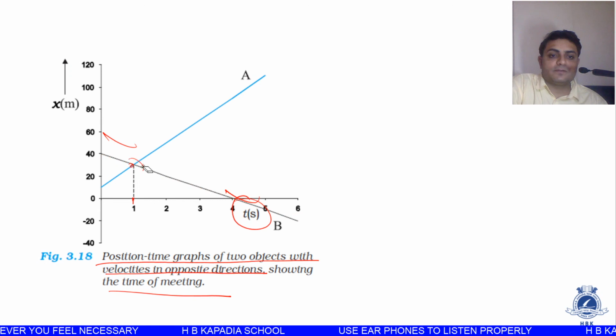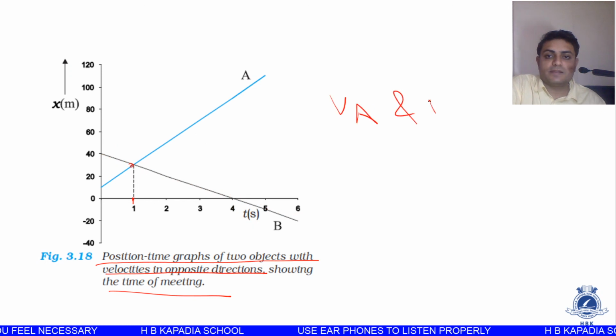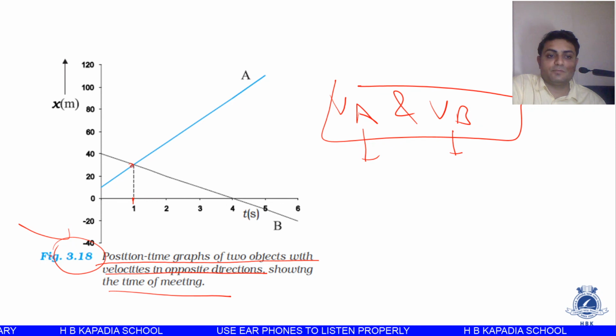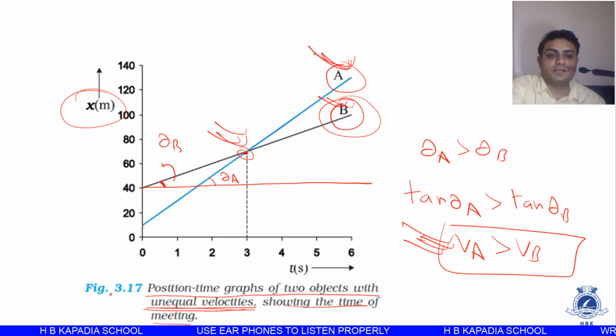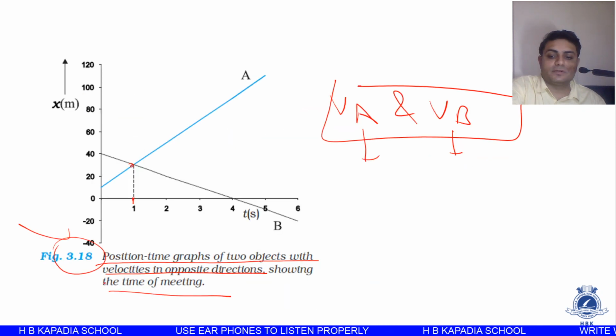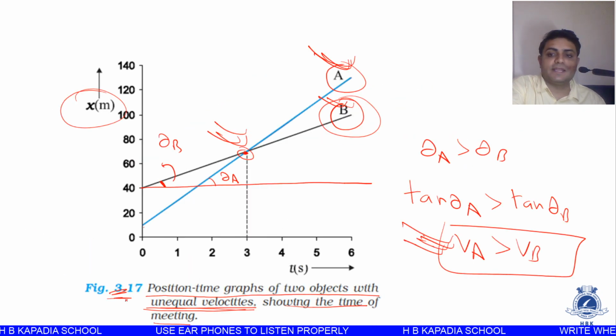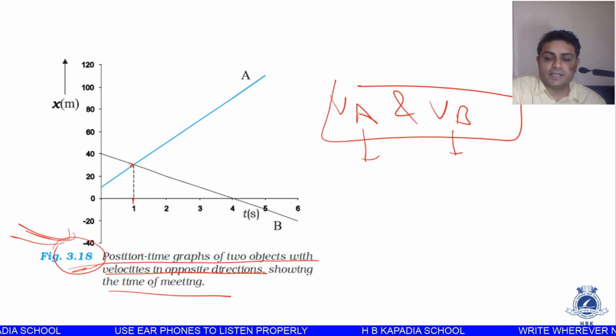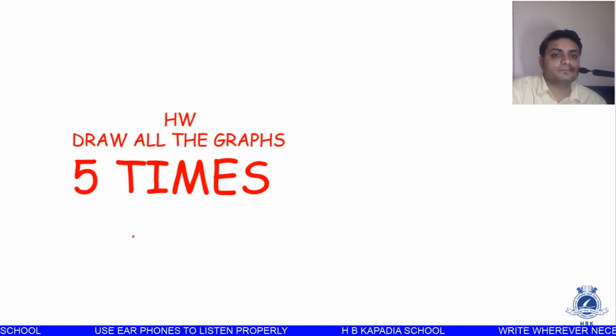I will expect from you that you find out the velocity of A and the velocity of B. In this case also write in the comment section. This is the answer for figure 3.18, and this is the answer for figure number 3.17. So write down the answers for VA and VB for 3.17, and the answers for VA and VB for 3.18. I will be waiting for your response.